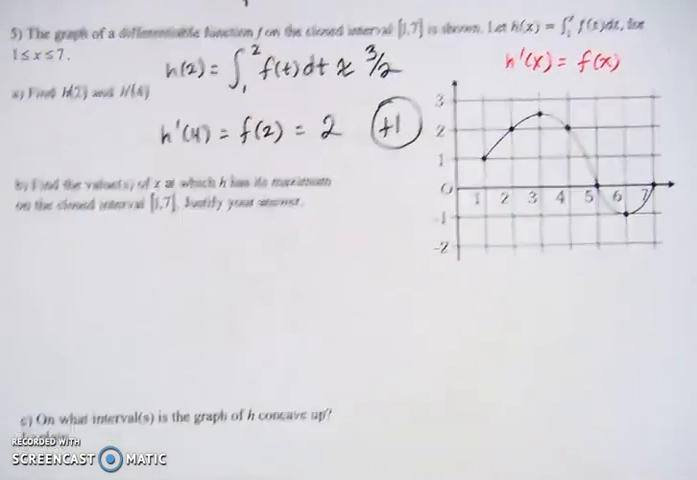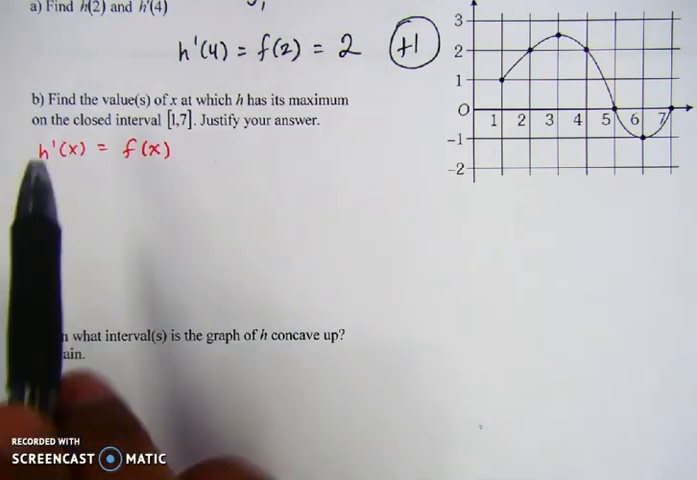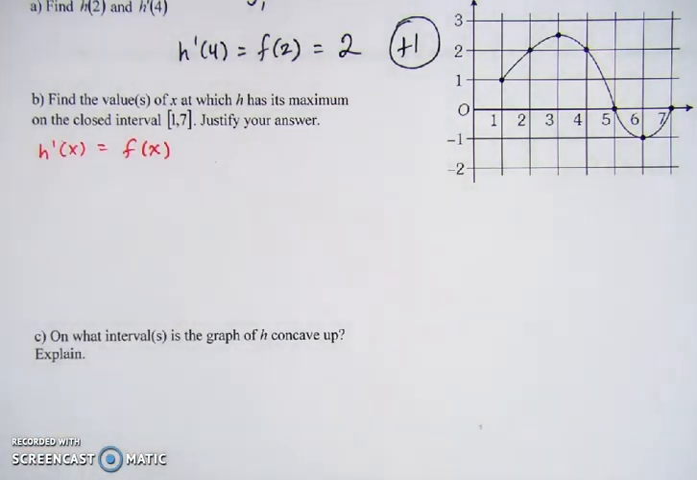Alright, part B. Now, explanation is key for part B and part C. So in part B, we're looking for the maximum for h. And if we're looking for the maximum, we are looking at the derivative. We're using the derivative of h, which is equivalent to f. Because remember, h prime of x equals f of x.